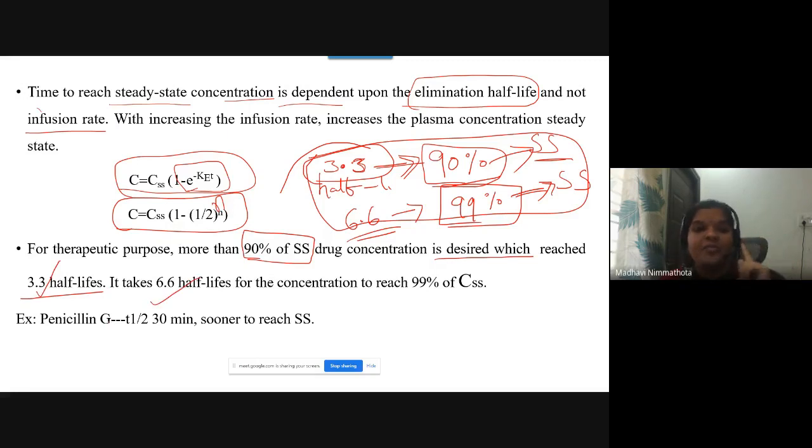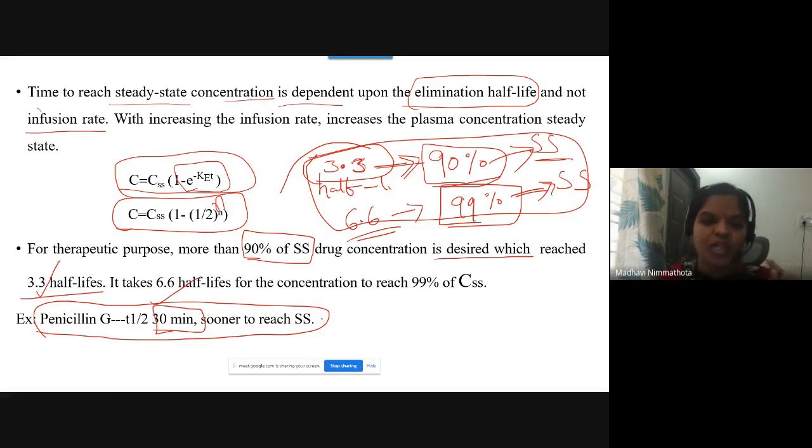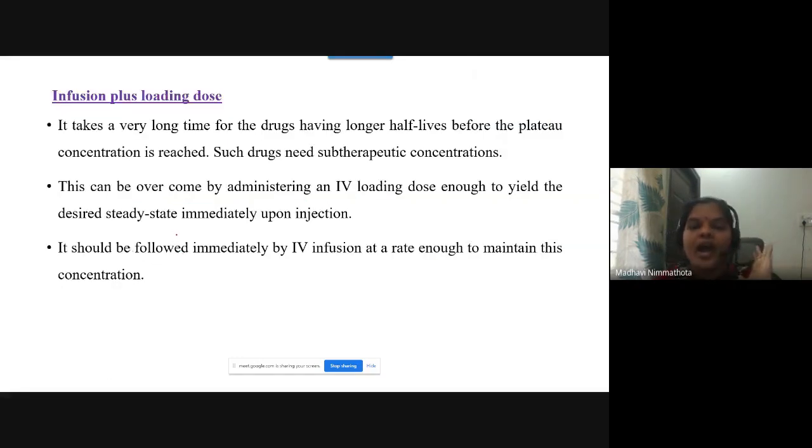But here one exceptional case is there, that is penicillin G. The t half is 30 minutes only. The penicillin G t half is 30 minutes, but it reaches its steady state very soon, within 30 minutes only. Okay, and this is your IV infusion rate, the calculation of R0 and all.